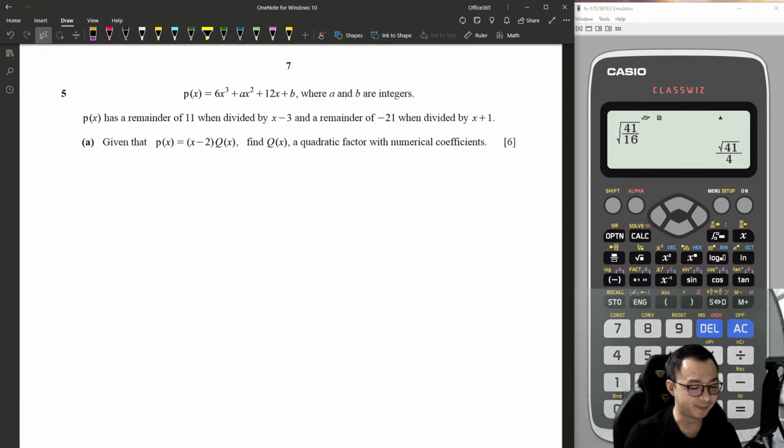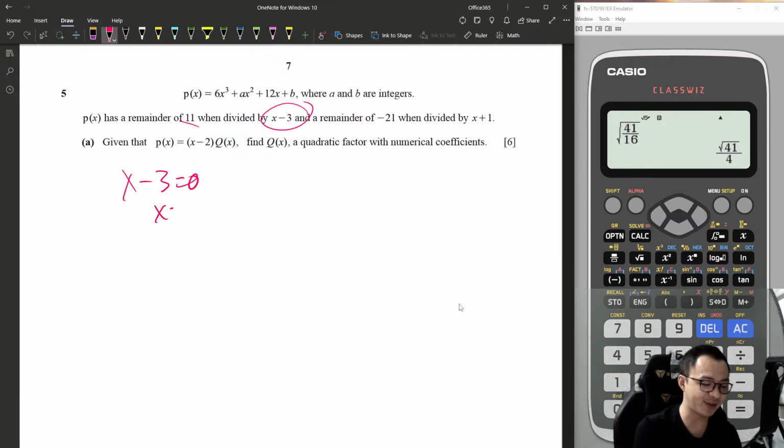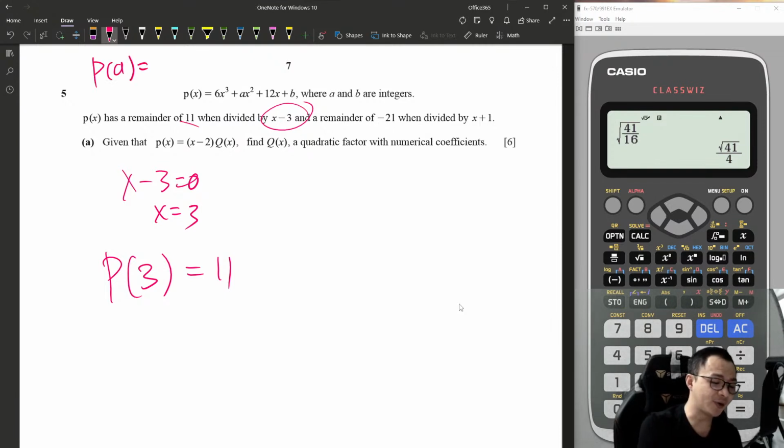Number 5, factor theorem, remainder theorem, which is a polynomial question. So we have a general equation p(x), and it tells us the remainder is 11 when divided by x minus 3. So divided by x minus 3, what is my x value? You always think x minus 3 equals 0, your x is 3, isn't it? Sub into p(x), p(3) equals 11. I'm applying the remainder theorem, p(a) equals r.